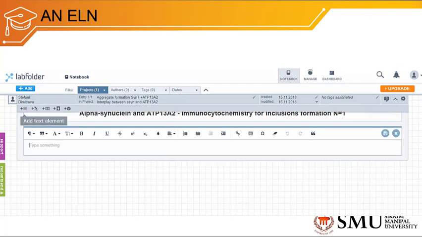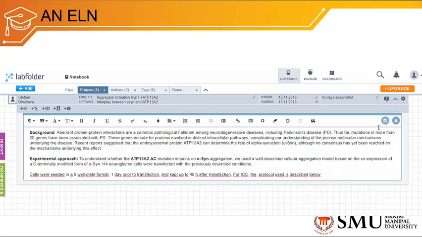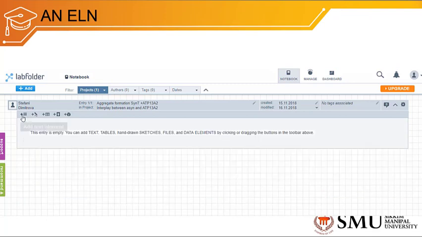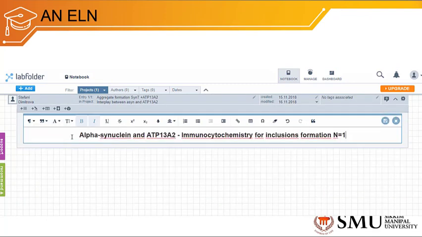This is the general screen for entering information about the research project. Then you can manipulate the headings of electronic lab notebooks.